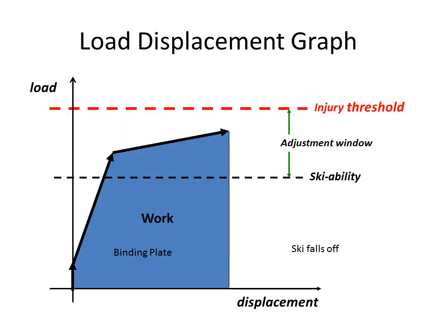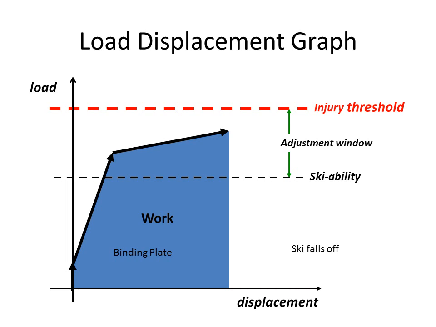This slide shows a load displacement graph of the binding plate we have proposed. As you can see, by allowing an increased amount of displacement, we have increased the amount of work being done on the binding plate. This can reduce the amount of work being done on the skier's knee and reduce the amount of injuries. The issue with the strictly absorption system is that we can only absorb so much energy.